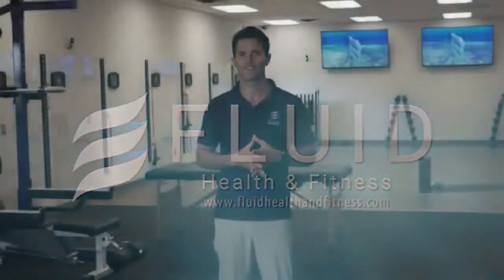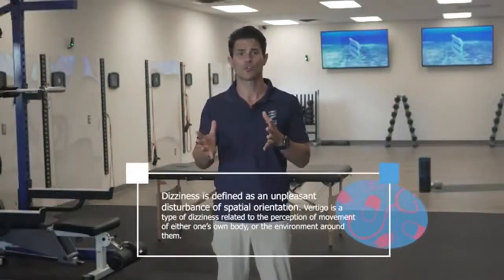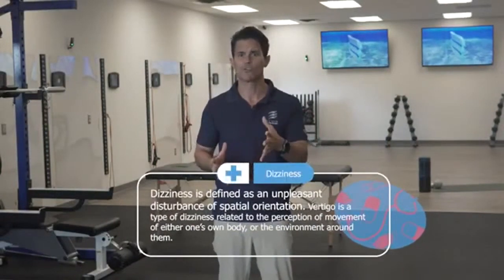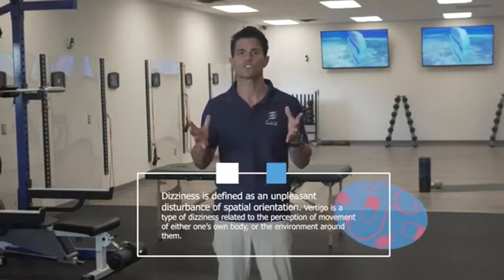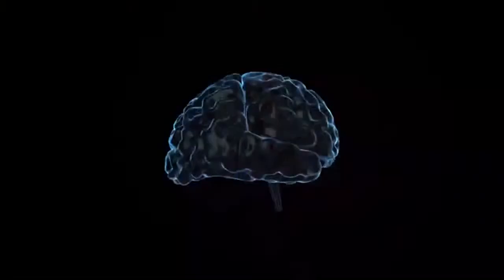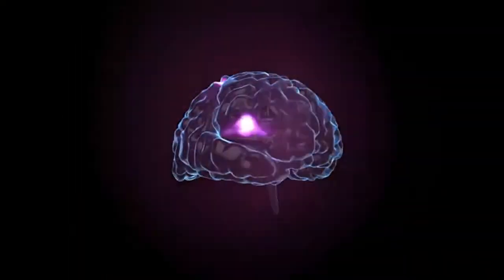So what is dizziness and vertigo anyway? Well, dizziness is defined as an unpleasant disturbance of spatial orientation, and vertigo is a type of dizziness related to the perception of the movement of either one's own body or the environment around them. There are many types of vertigo, including central vertigo, involving the vestibular structures in the brainstem and cranial nerves, peripheral vertigo, involving the structures of the inner ear, and cervical vertigo, involving the structures of the neck.